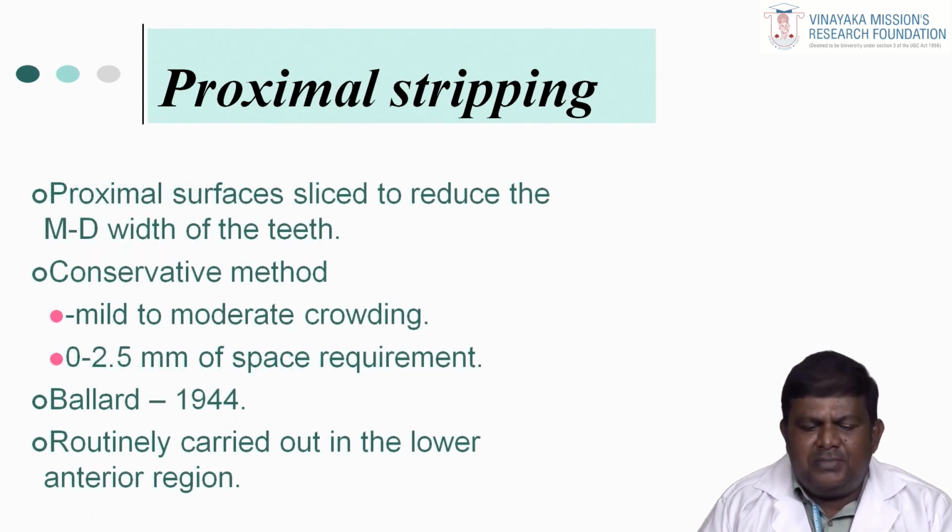Proximal stripping. Proximal surfaces are sliced to reduce the mesiodistal width of the teeth. That is a conservative method used during mild to moderate crowding, 0 to 2.5 millimeter, routinely carried out in the lower anterior region.